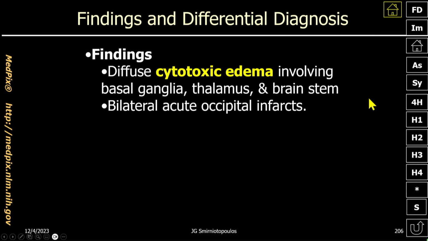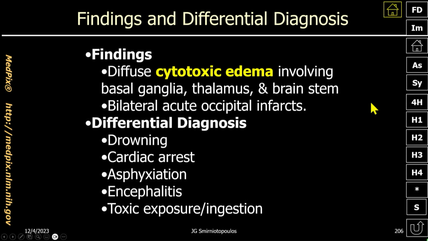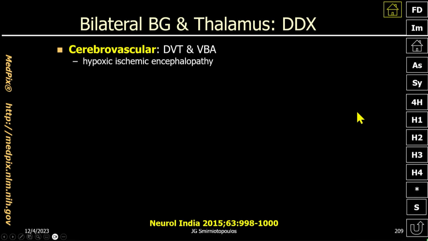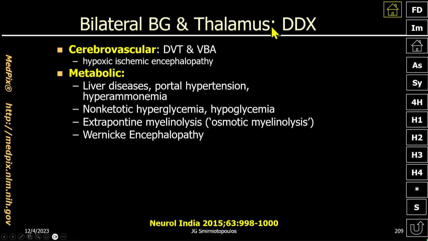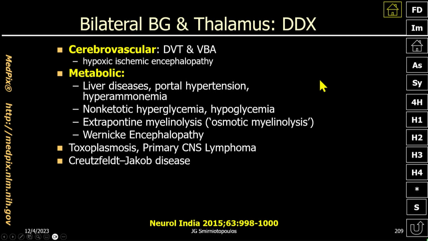So I have diffuse cytotoxic edema, but what's the cause? Some kind of toxic metabolic problem. I need to have more information about this patient. You have a differential diagnosis, all kinds of systemic things: drowning, cardiac arrest, asphyxiation, encephalitis, and again, toxic exposures and ingestions. It could be any one of a number of different things. And again, it can be hard to see because it's so bilaterally symmetric. So bilateral basal ganglia and thalamus, again, you could have something involving their common blood supply. You can have something metabolic from liver disease, hyperammonemia, non-ketotic hyperglycemia, all kinds of things it could be.